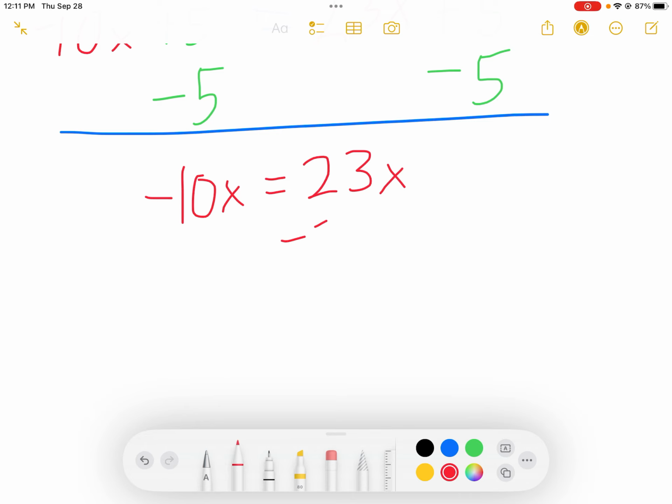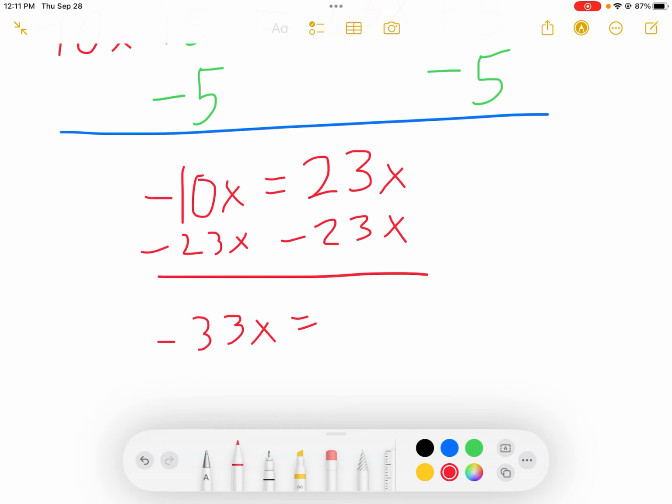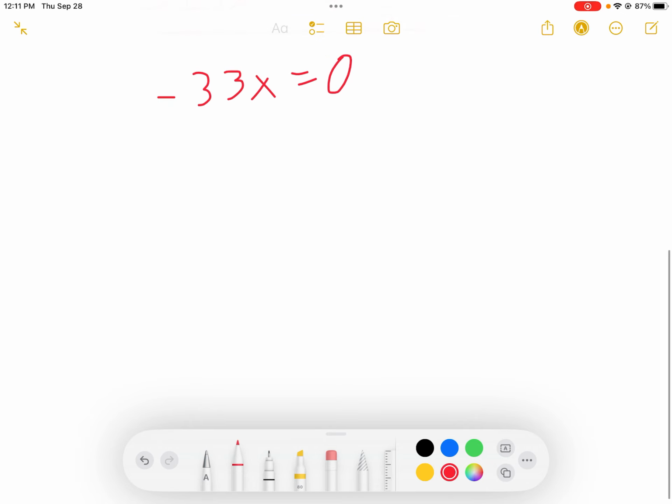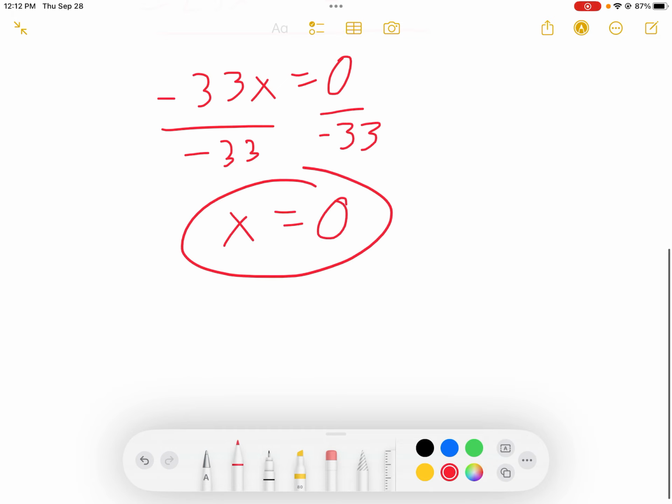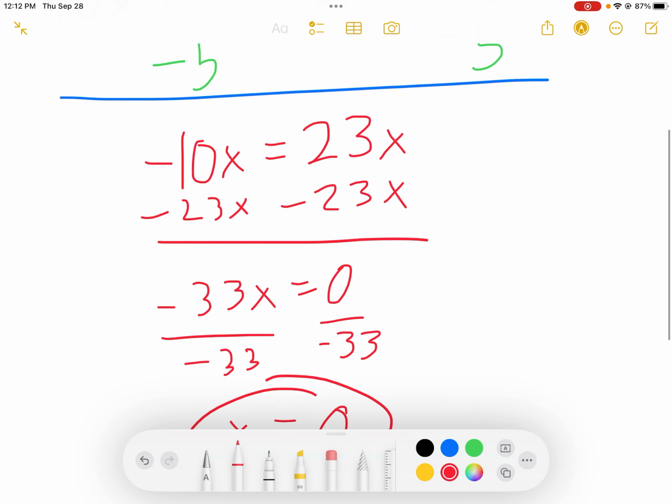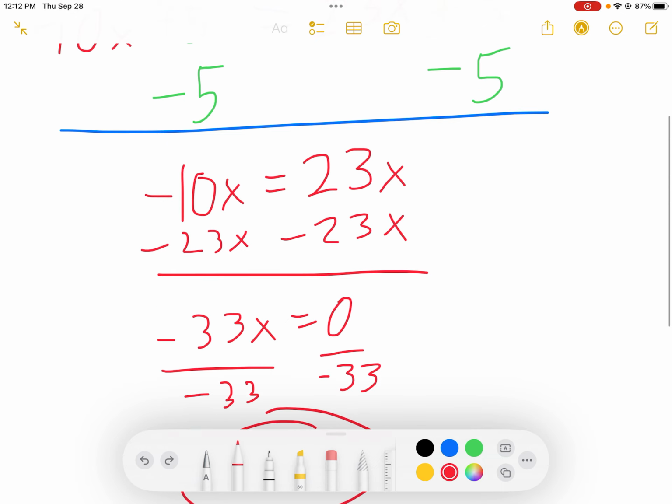I guess you could do it this way. You could move the 23 to the other side by subtracting 23x on both sides. You would get negative 33x equals 0, and then divide both sides by negative 33, but that's the long way to do it. 0 divided by negative 33 is 0. When you get that expression that says some number of x's equals some different number of x's, the only solution is 0.